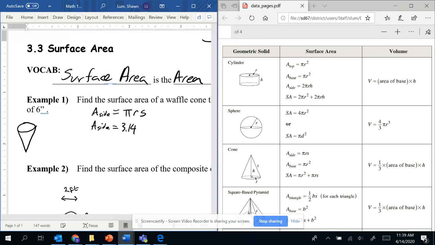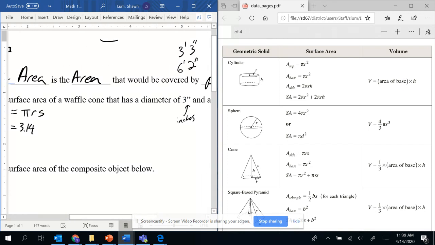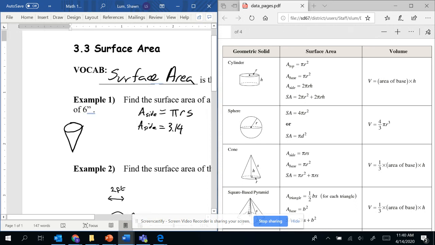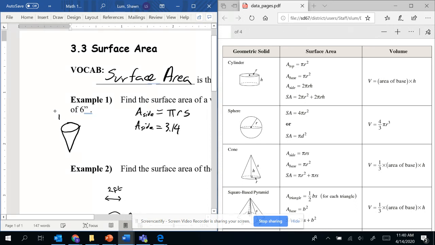I'm just going to erase some of this stuff right there. So the radius, which says it has a diameter of 3 inches. That means this whole length right here is 3 inches. So this length, going back to our picture, is going to be the radius R, which equals half of the diameter, which is 1.5 inches.